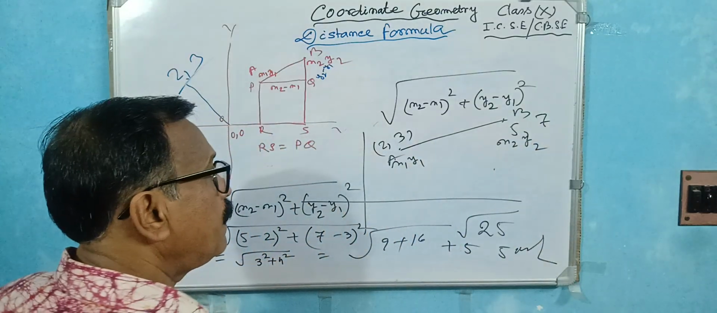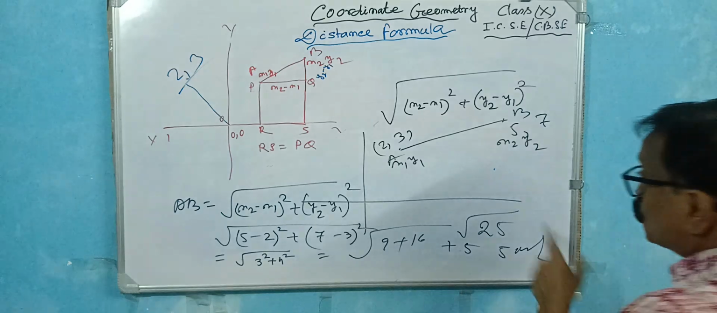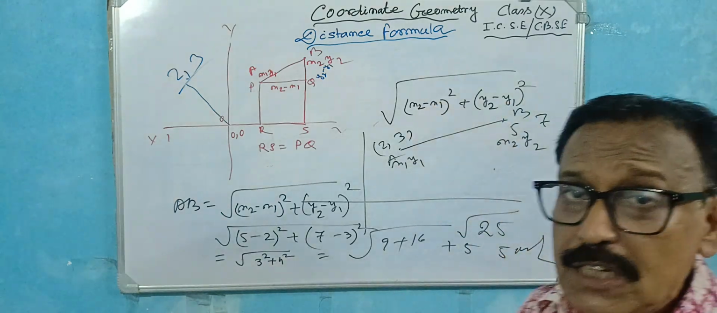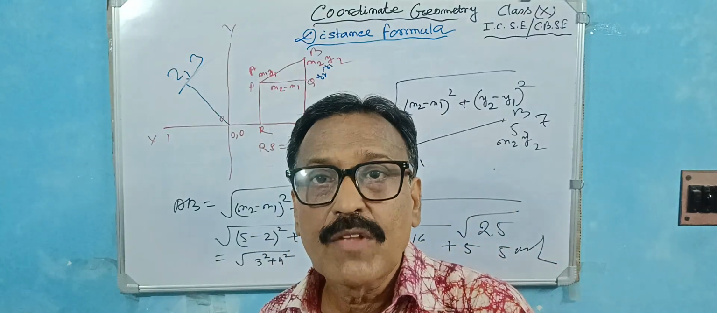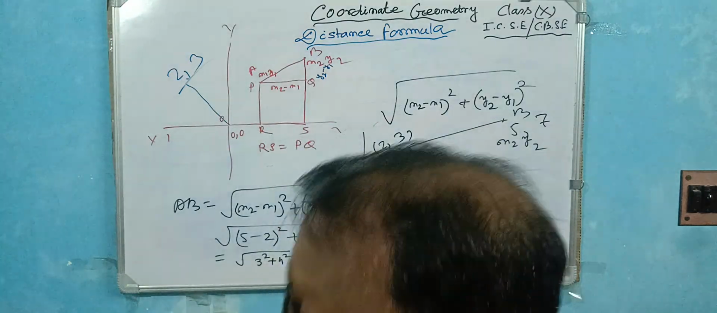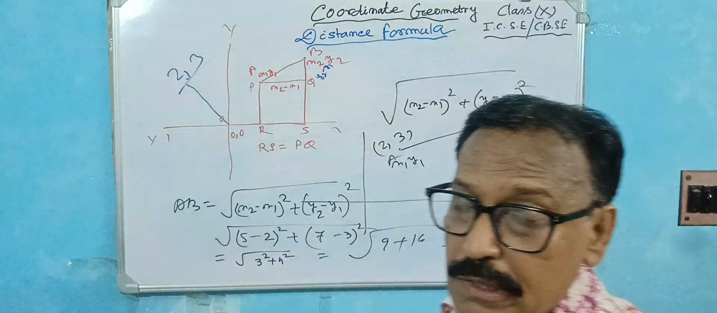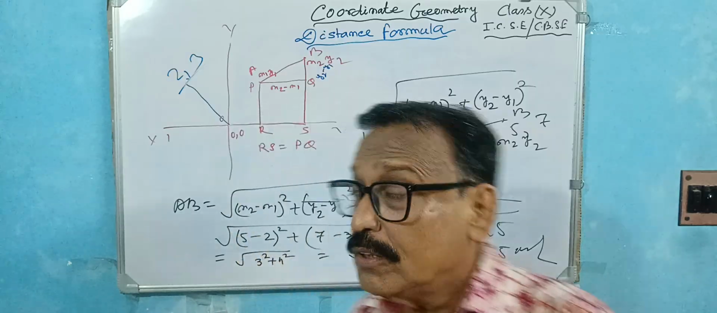So distance of AB, when one point is (2, 3) and the other is (5, 7), the distance is 5. In this way you easily understand. But the sign convention is very important. In case of distance, only the value. Only the value. Okay, so this is for you.